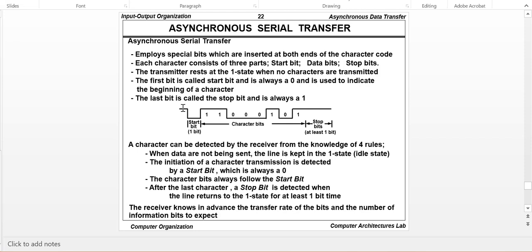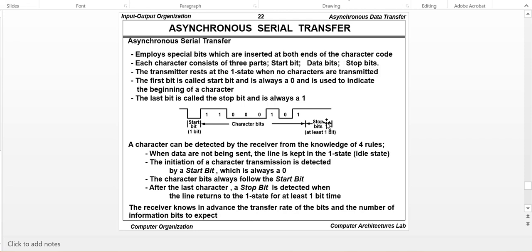Then whenever there is data for transmission, it first initializes with a start bit. The start bit will always be a 0. Since 1 represents the idle state, the start of a data transfer will be identified by a 0 bit. So the start bit will be 0, and there will be only one start bit, which is always a 0. Followed by that you have 8 bits which are the character bits. Then followed by the stop bit. The stop bit will again be a 1. The start bit will be a 0 and the stop bit will be a 1.